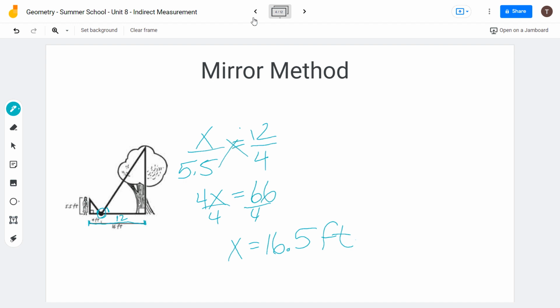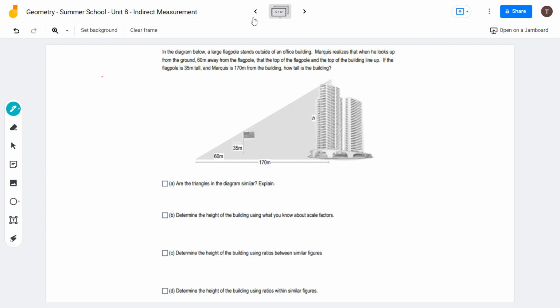So we'll look at some examples here. So in the diagram below, a large flagpole stands outside of an office building. Marquise realizes that when he looks up from the ground 60 meters away from the flagpole, the top of the flagpole and the top of the building line up. If the flagpole is 35 meters tall and Marquise is 170 meters from the building, how tall is the building? So again, these angles right here would have to be the same, and these are both right angles. So the triangles are similar by angle. So that would be the answer to part A.